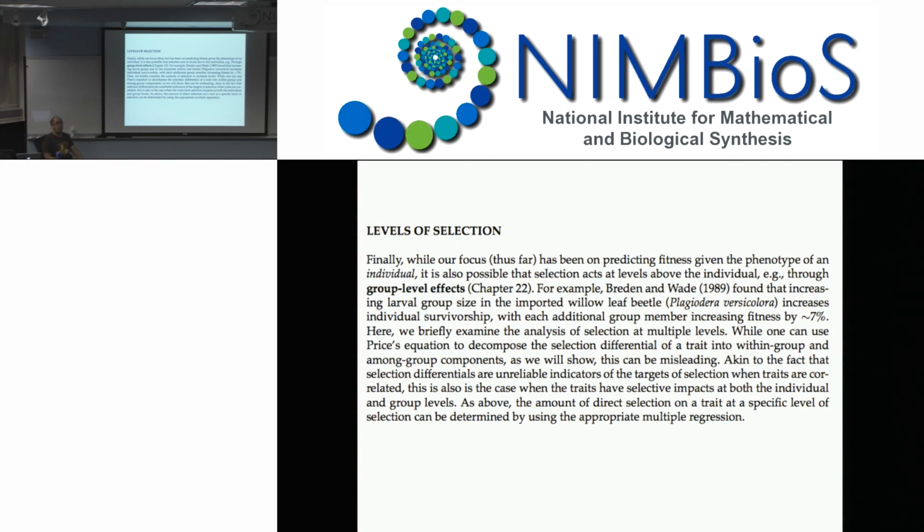So the last thing I want to talk about, just a couple of slides, we'll actually finish a couple minutes early, is levels of selection. And we saw an example where Mike Wade, one of his students, found that larval group size had an impact on fitness of imported leaf beetles. Larval group size is not an individual trait. So if I'm measuring a Lande-Arnold fitness, I might measure the size of a larva, how quickly it grows, but larval density, or number of larvae around you, is not an individual trait, so I wouldn't include it in my regression, and yet I'd be missing an important component of selection.